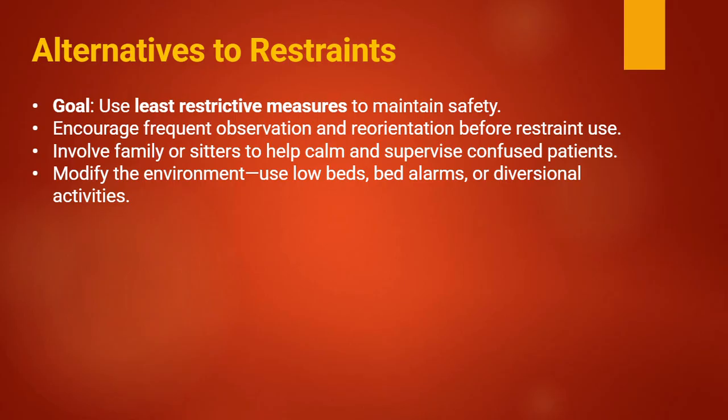For example, instead of using wrist restraints to prevent a confused patient from pulling at an IV line, you might try securing the line out of sight, using a soft sleeve cover, or reorienting the patient frequently. Sometimes simply modifying the environment, such as lowering the bed to floor level, ensuring good lighting, or reducing noise, can reduce restlessness and agitation. Frequent observation and reorientation are among the most effective alternatives.